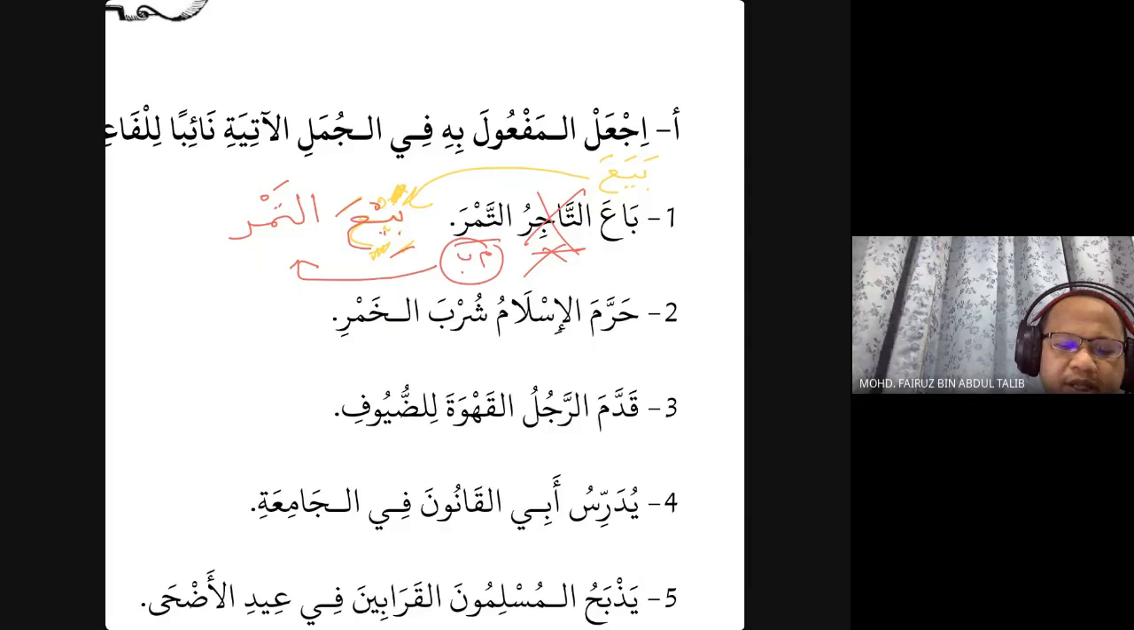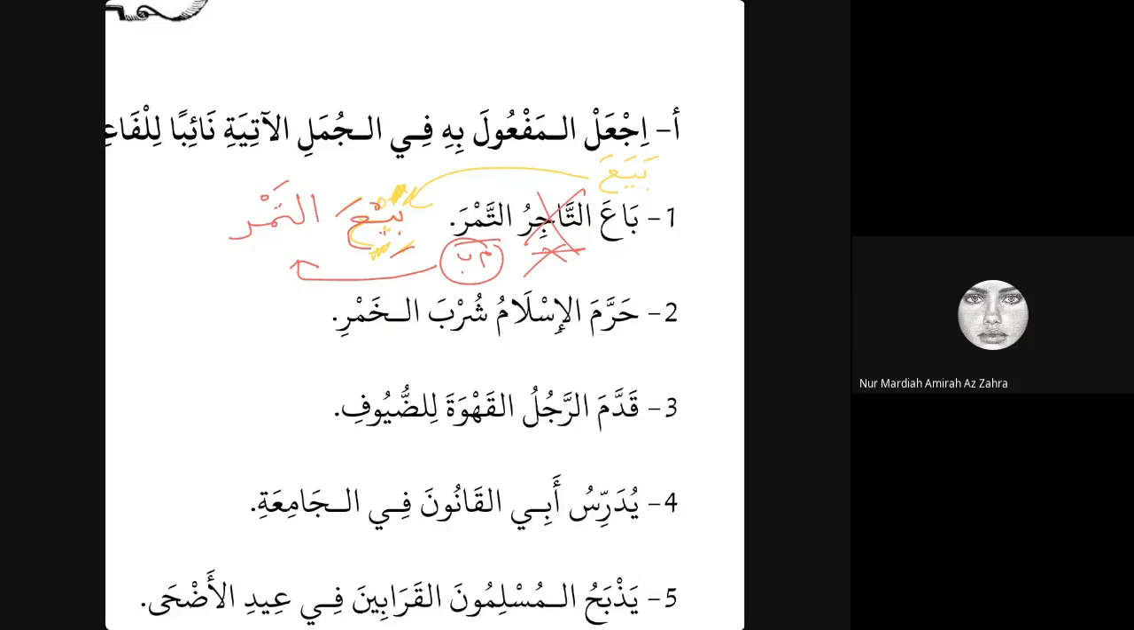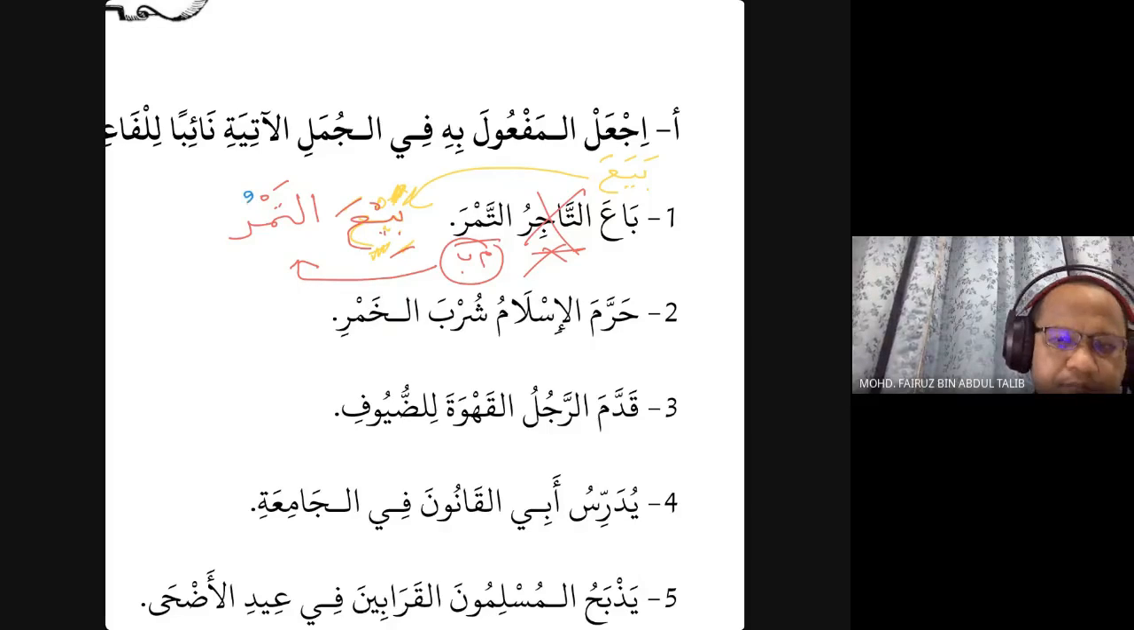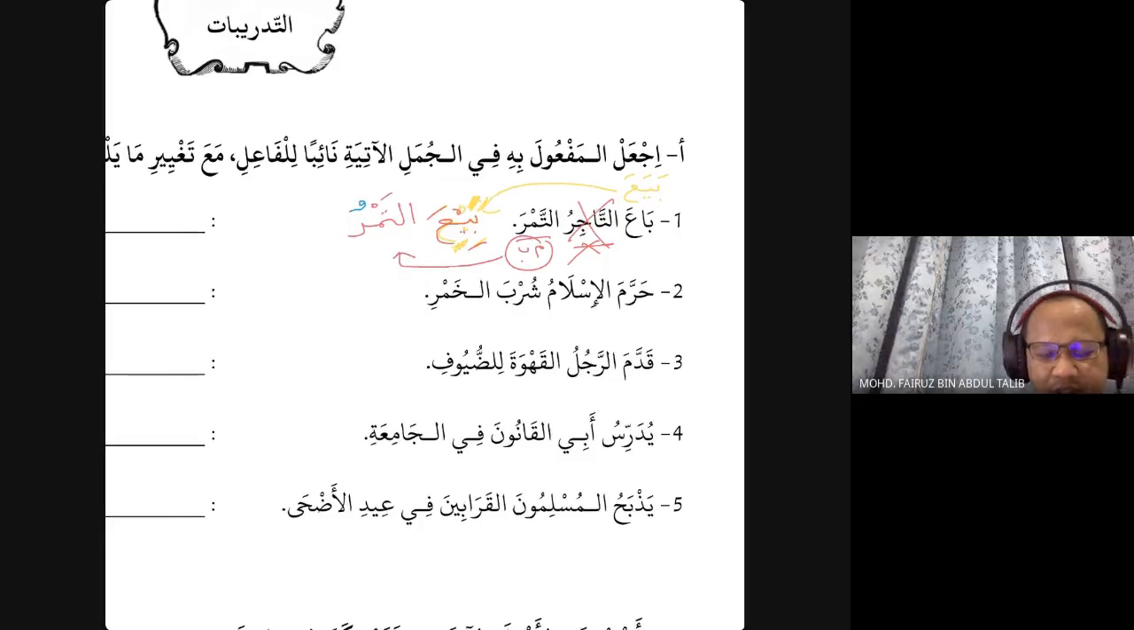Okay, the last one. How do you read this word, tamar? Previously we said at-tamra, but now it becomes naibul fa'il. So how do you read the ra especially? Is it bi'a at-tamra or bi'a at-tamru? At-tamru. Bi'a at-tamru. Yes, correct. So now this is the correct sentence. We don't say bi'a at-tamra, we say bi'a at-tamru. The date was sold. This is how you do it.